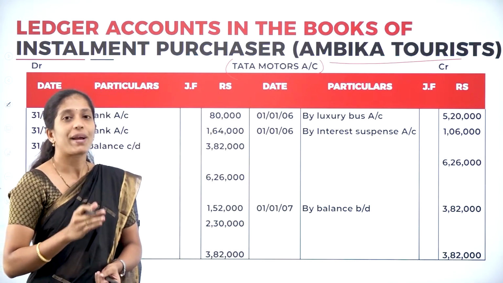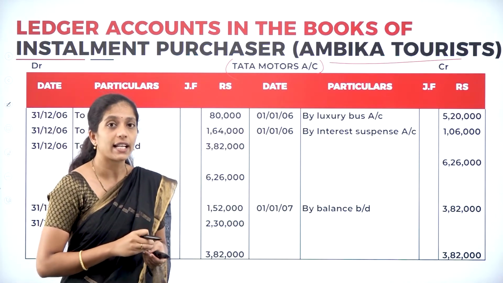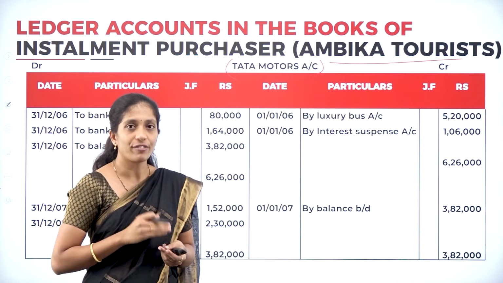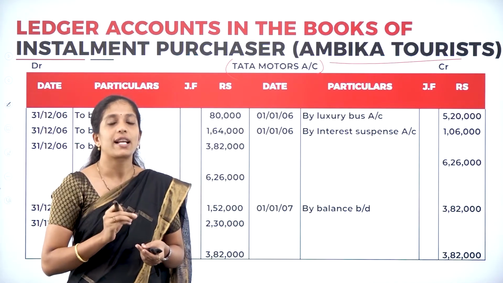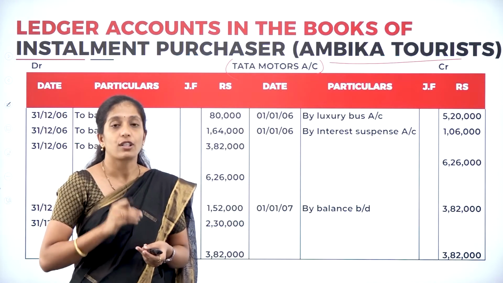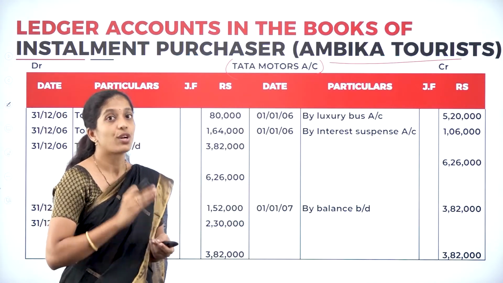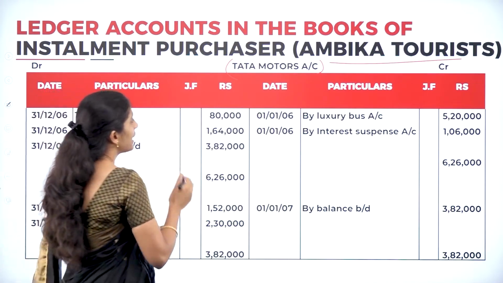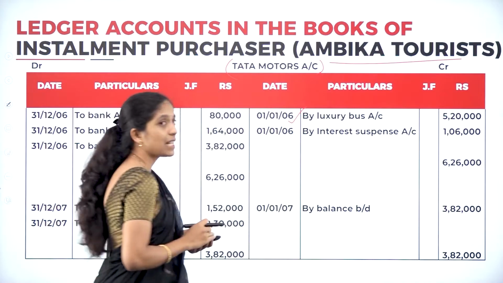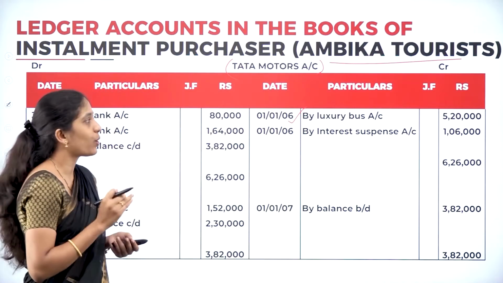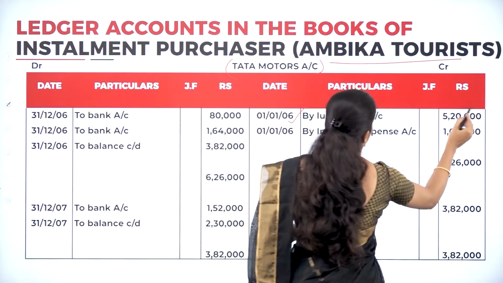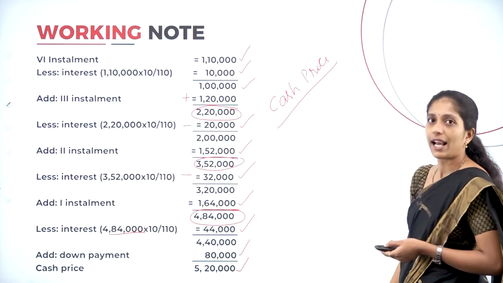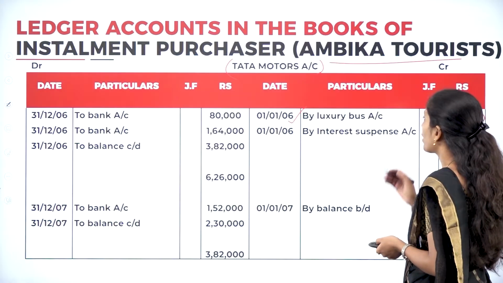So what are the entries that have to be recorded in the books of installment purchaser? First one is for purchasing of assets. So what is the entry? Asset account debit, interest suspense account debit, to installment seller account. So how do you record in installment seller account? By asset account, that is 1/1/2006. So what is the cash price of the asset? We have already calculated 5,20,000.